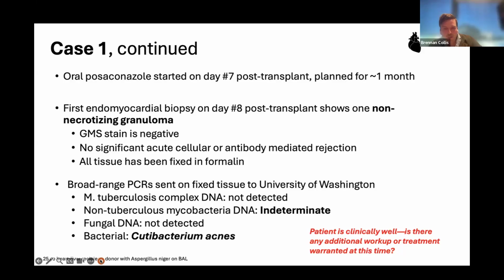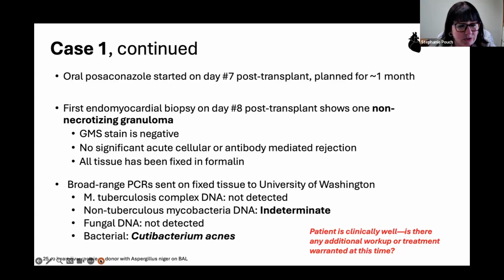So my next question to our panel is, our patient's doing clinically well. Is there any additional workup or treatment that you'd like to do at this point in time? So at this point, I'm a little bit concerned about the non-necrotizing granuloma. I do appreciate that the GMS stain was negative, and there didn't appear to be any other concerning pathology. I think as we all appreciate, the challenges of having tissue fixed in formalin and not available to culture always make things more complicated.